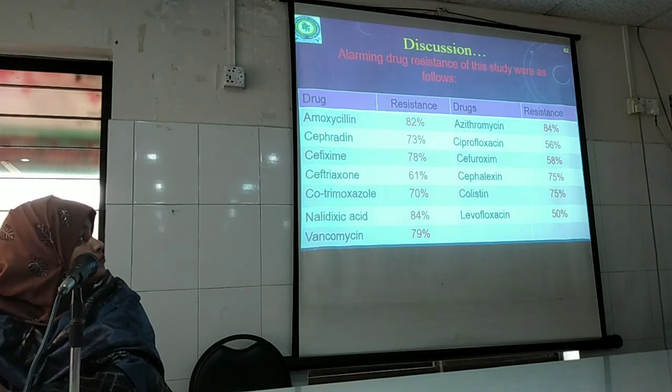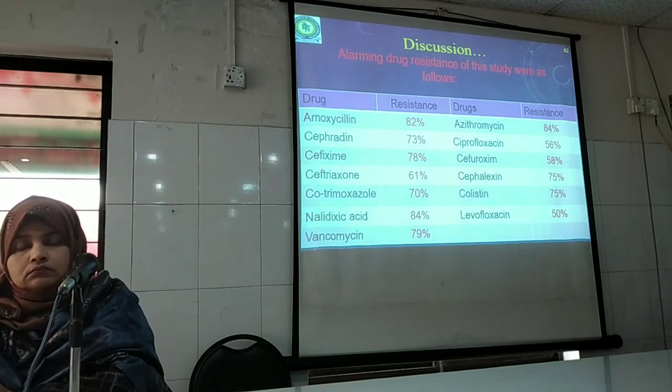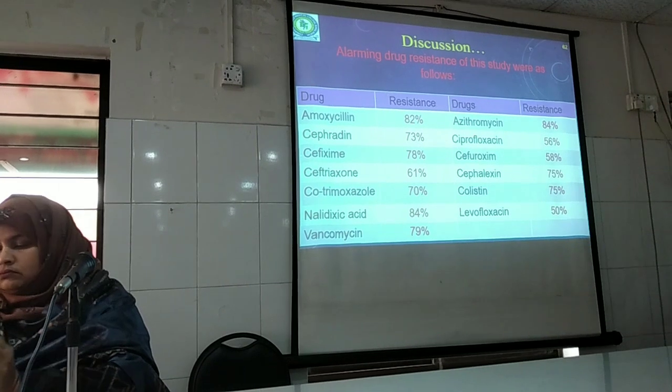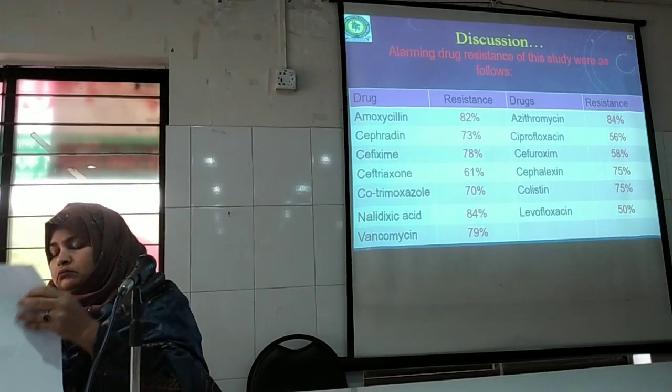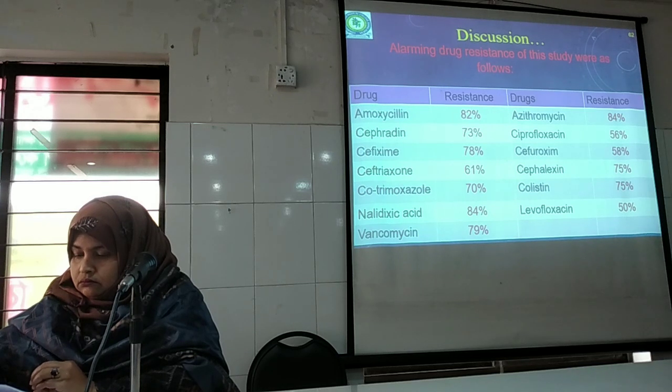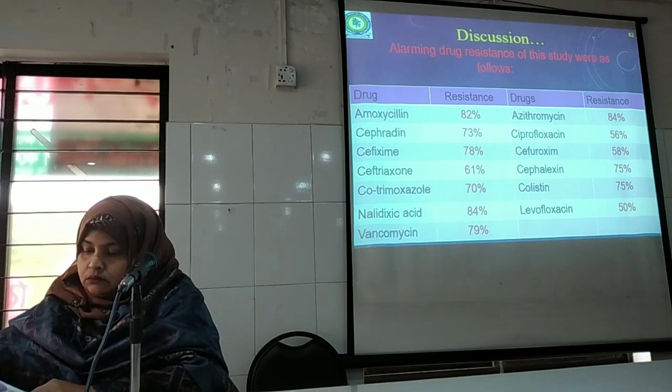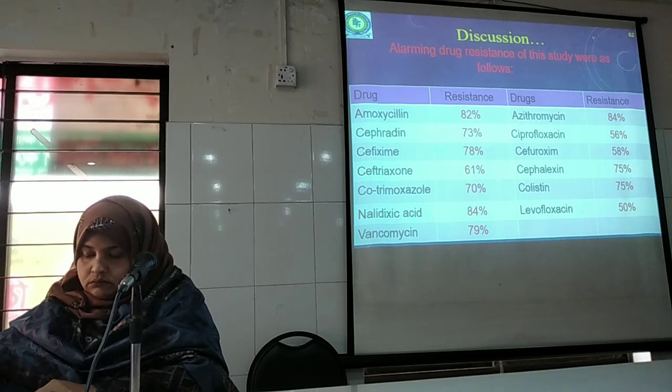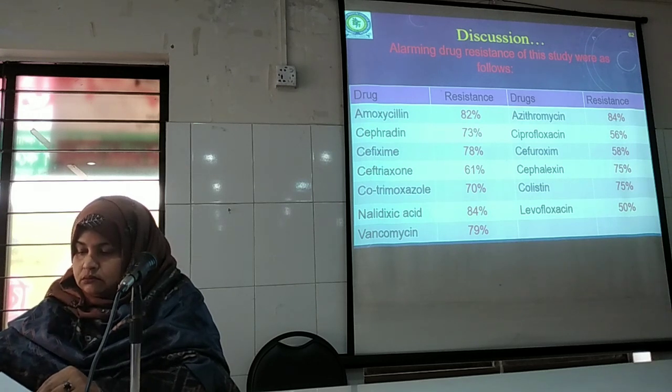Alarming drug resistance in this study was as follows: amoxicillin 82%, cefradin 73, cefixime 78, ceftriaxone 61, cotrimoxazole 70, nalidixic acid 84, vancomycin 79, azithromycin 84, ciprofloxacin 56, cefuroxime 58, cephalexin 75, colistin 75, and levofloxacin 50%.